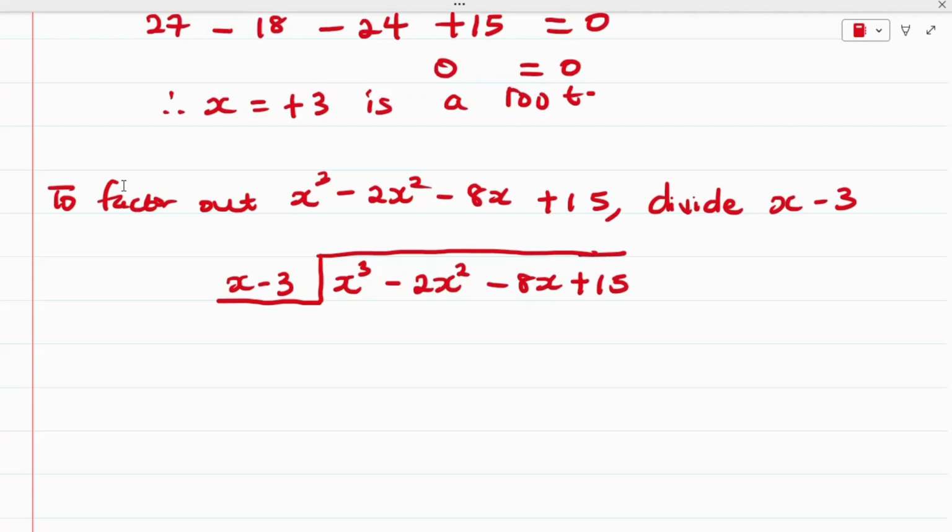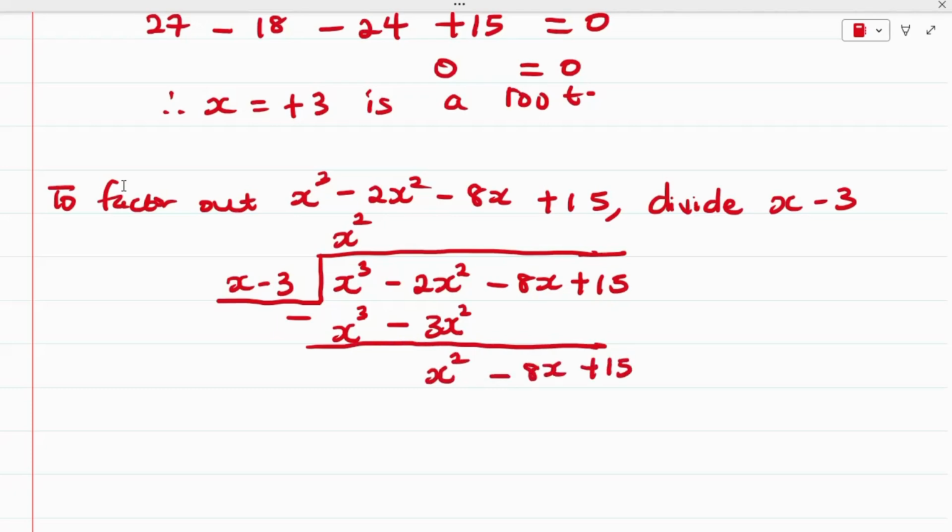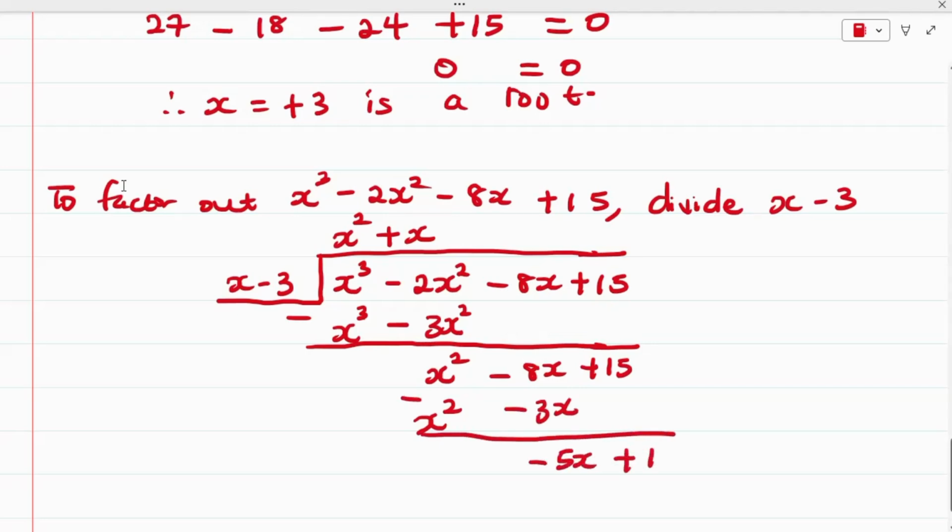Alright, so x divided into x cubed will give us x squared. x squared multiplied by x is x cubed, minus x squared multiplied by 3 is minus 3x squared. So subtracting this from here, we have x squared minus 8x plus 15. So x divided into x squared, we have plus x. x multiplied by x is x squared. x multiplied by 3 is minus 3x. So subtracting this from here, we have negative 5x plus 15.